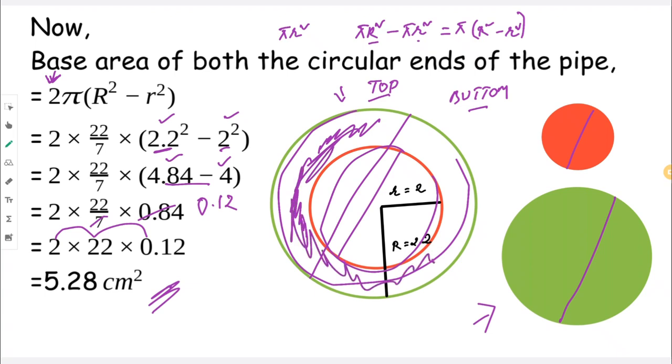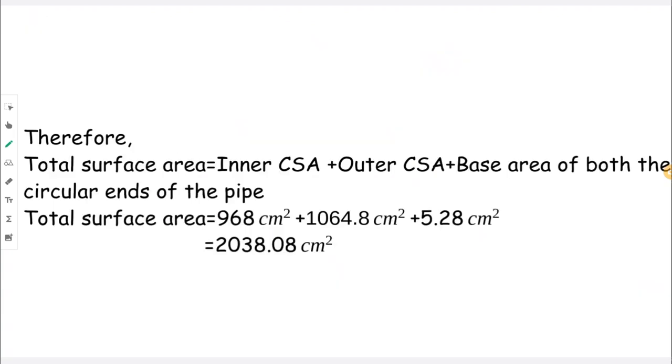Now last part, I just have to add all the areas. Okay, inner plus outer plus base area of both the circular ends, top and bottom, right? So 968 plus 1064.8 plus 5.28, how much are we getting? The total surface area to be 2038.08.